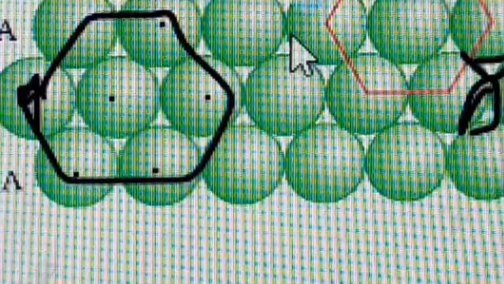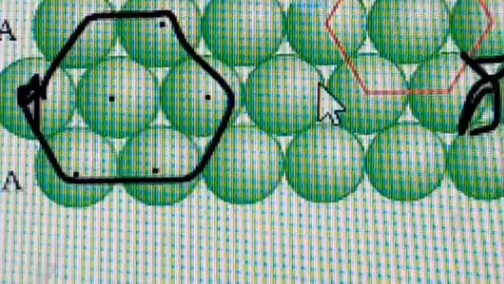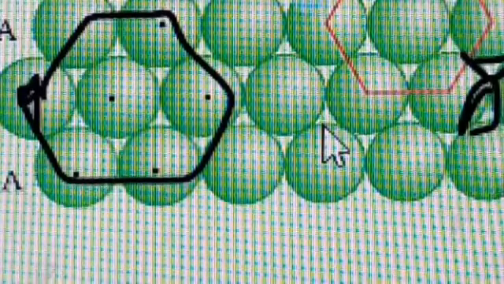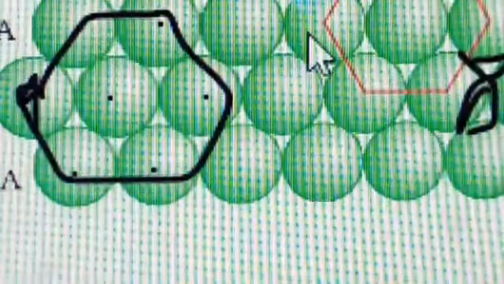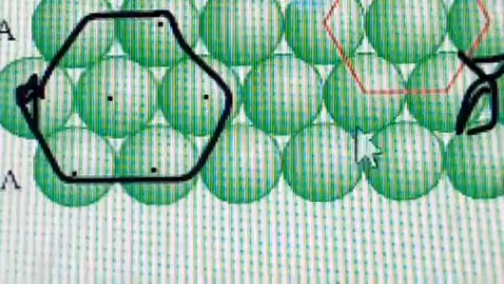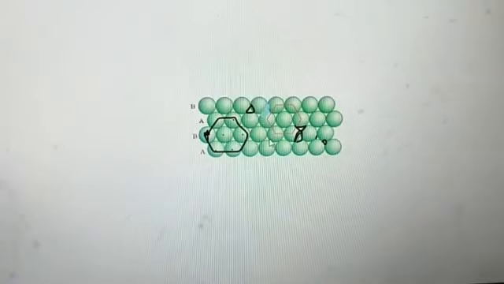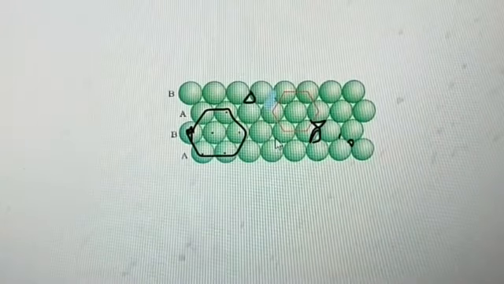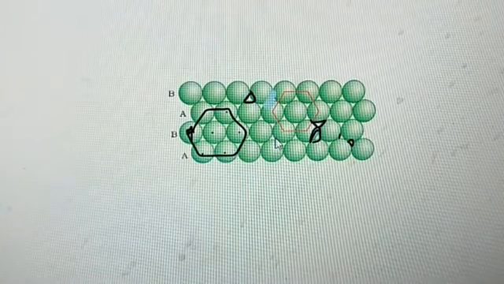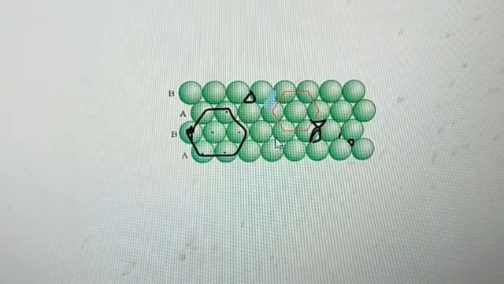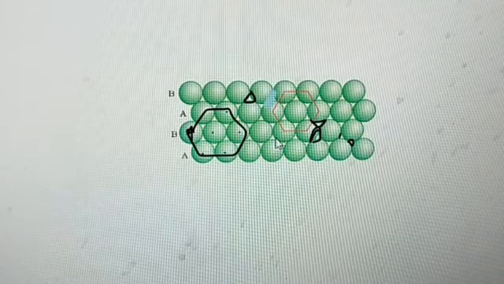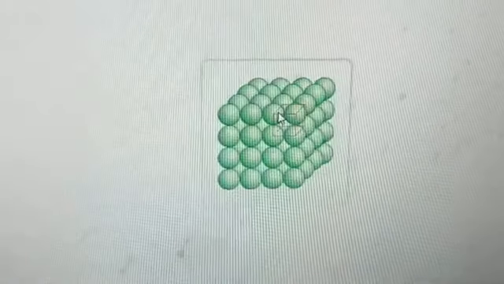See here it is pointing upward, and here in this layer it is pointing downward. So triangular voids are of two types: the triangular voids with the apex upward and the apex at the bottom side. Okay, so I hope this is the close packing in 2 dimensions. Next we should go for the close packing in 3 dimensions.